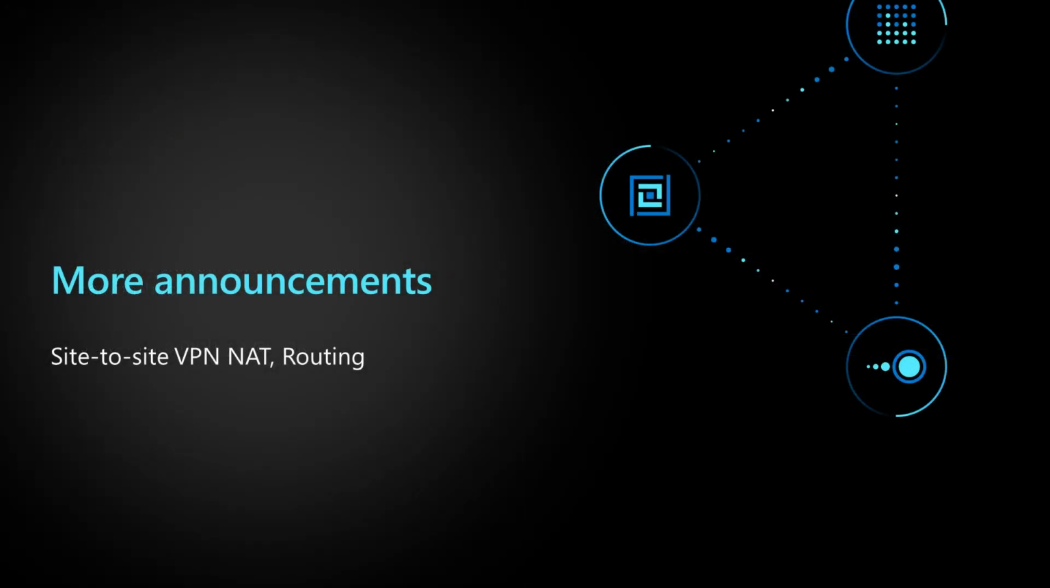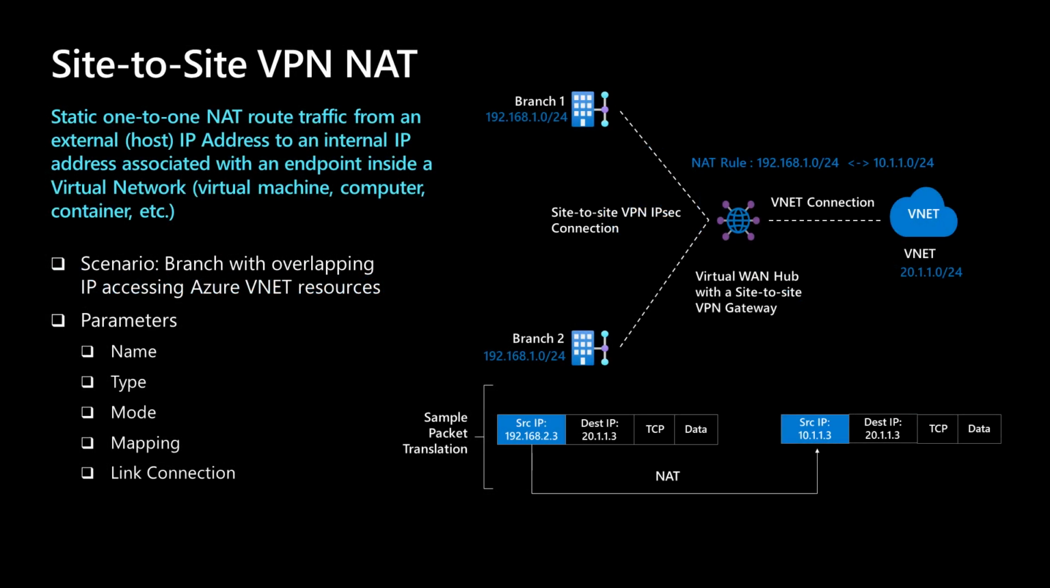And now, let's move on to some announcements in the general routing and VPN world. So the first VPN feature we're announcing is site-to-site NAT. A lot of you might have offices that have overlapping private IP address spaces that want to access Azure. Once the traffic gets to Azure, our VPN gateway has no way to figure out which branch the traffic came from because the source IP addresses are the same.